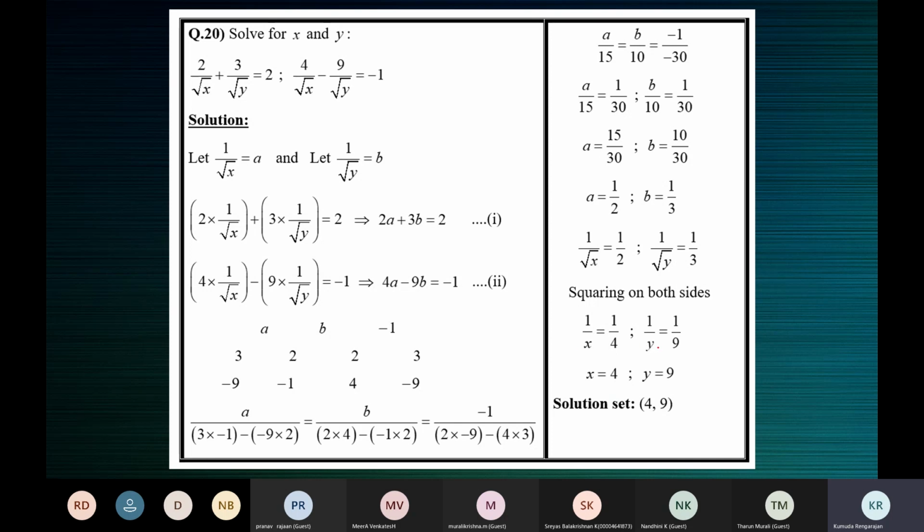Squaring on both the sides. So 1 by x is 1 by 4. That means x is equal to 4. When you cross multiply, x is equal to 4. 1 by y is 1 by 9, meaning y is equal to 9. So the value of x is 4 and y is 9. So till here you will have to complete. All of you took a picture?